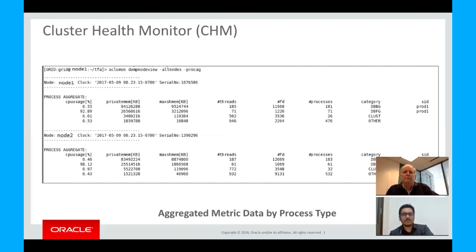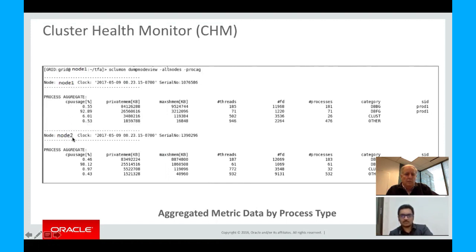There is a filter called procag, which stands for process aggregates. So we are saying, show me only the process aggregates. And then there is a filter option saying allnodes. So this is basically saying, show me the process aggregates of all the nodes in the cluster. In this example, we are seeing the process aggregates for node 1 and node 2.